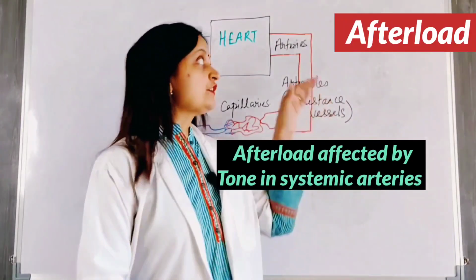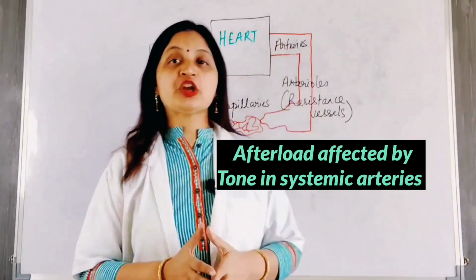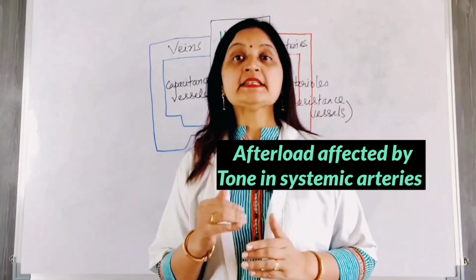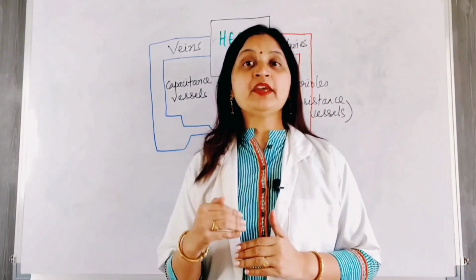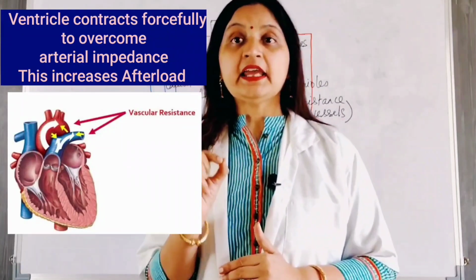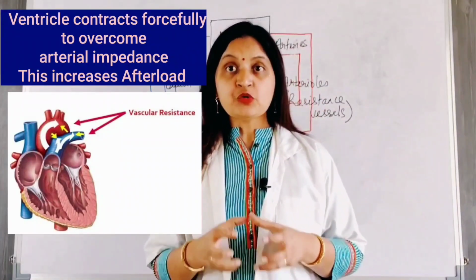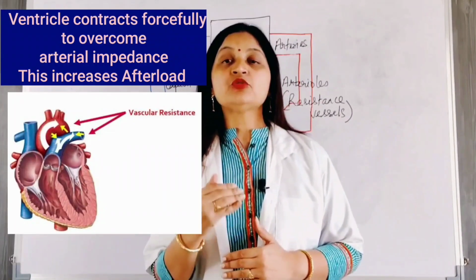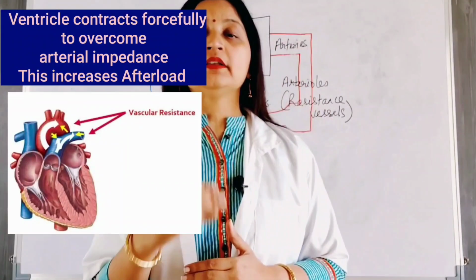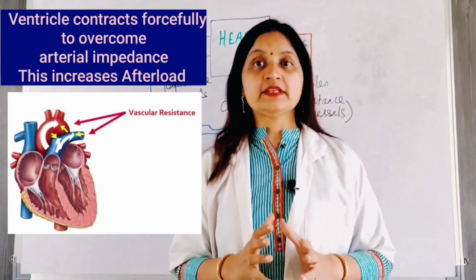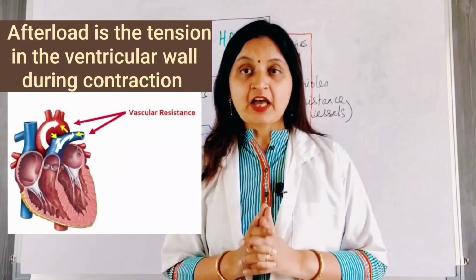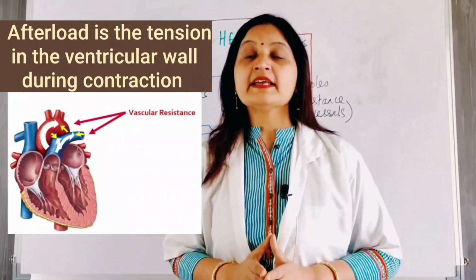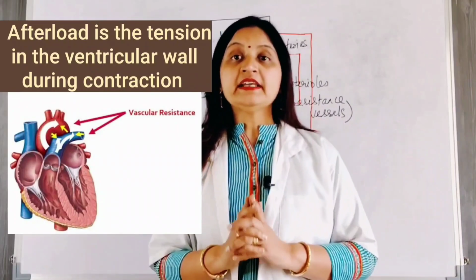Talking of afterload, the forces acting on the arterial side of the circulation contribute to afterload. The tone of the systemic arterioles determines systemic vascular resistance. When the systemic vascular resistance increases, the arterial impedance increases, so the ventricle has to pump forcefully to overcome the resistance in the arteries, and this places strain on the heart, increases the workload on the heart, and the afterload increases. So afterload is the tension that develops in the ventricular wall during contraction. It is affected by systemic vascular resistance and arterial impedance.